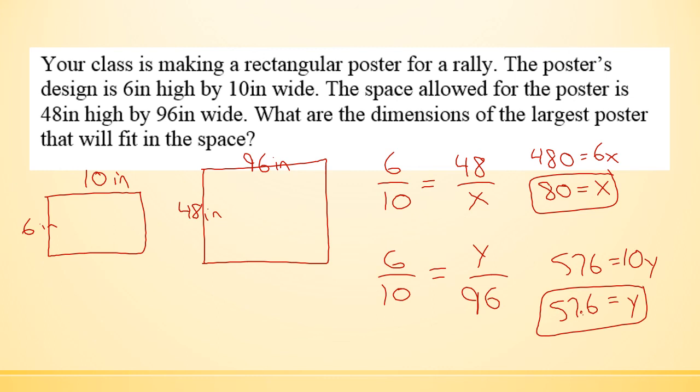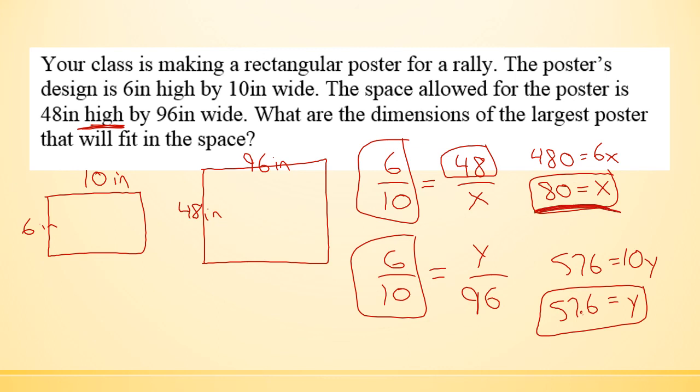Okay, so I set up proportions and I solved. I got my x value to be 80 and my y value to be 57.6. Okay, what in the world does this mean? Well, it means this. If I make the height, how high it is, using the dimensions 6 by 10 here, if I make it 48, then it's going to be 80 inches long, which fits in my 96-inch space.